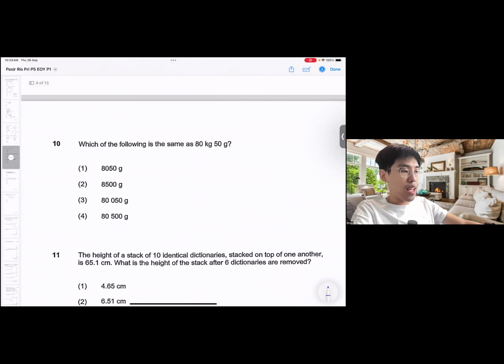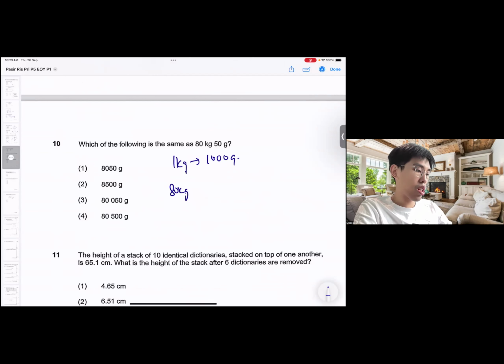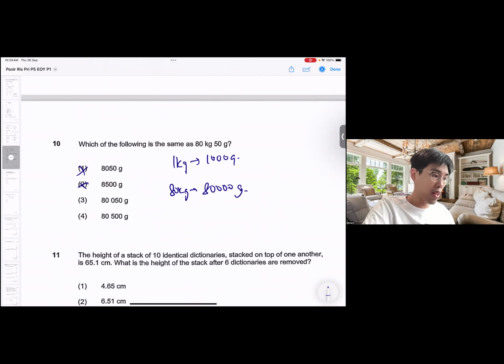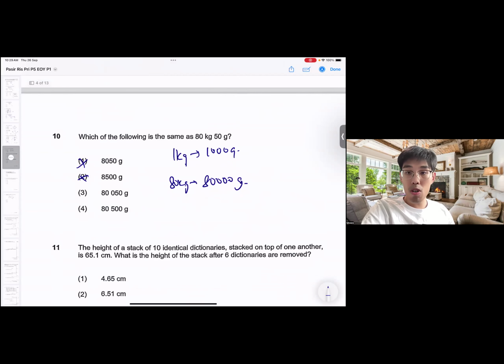Next, which of the following is the same as 80 kg and 50 grams? 80 kg. So 1 kg is 1000 grams. So 80 kg will be 80,000 grams. So obviously option 1, option 2 are wrong already. We must learn how to do smart elimination. Those answers that are confirmed wrong, go and strike out first. And 50 grams is this one. So option 3.